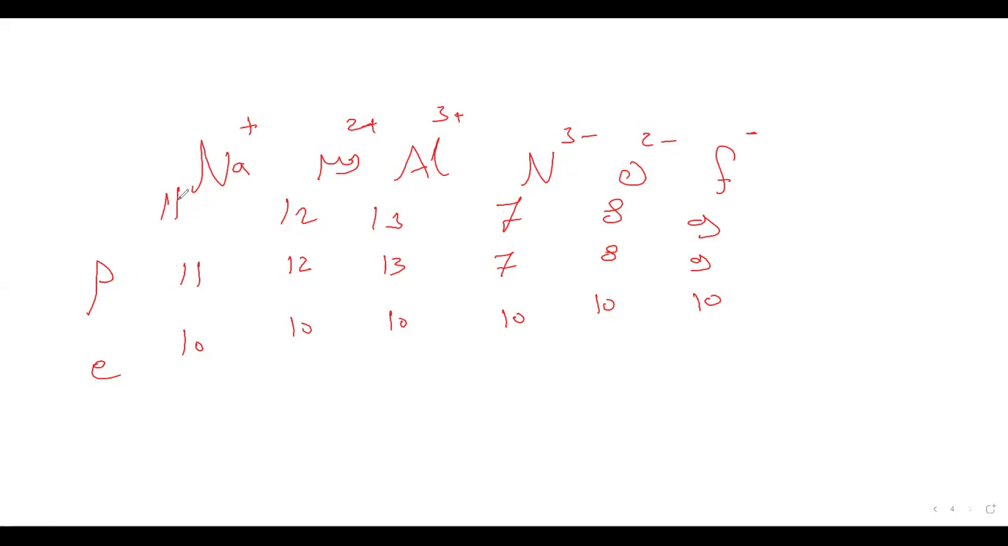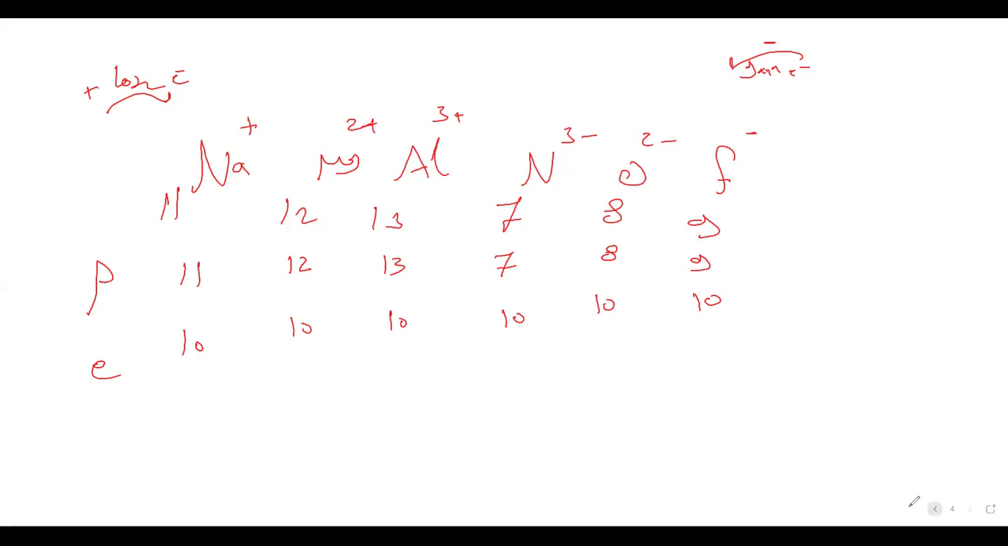So as we said, the number of protons doesn't change: the numbers written down are 11, 12, 13, 7, 8, and 9. A positive charge refers to losing electrons, and a negative charge refers to gaining electrons. So 11 losing 1 to be 10, 12 losing 2 to be 10, 13 losing 3 to be 10, 7 gaining 3 to be 10, 8 gaining 2, 9 gaining 1.